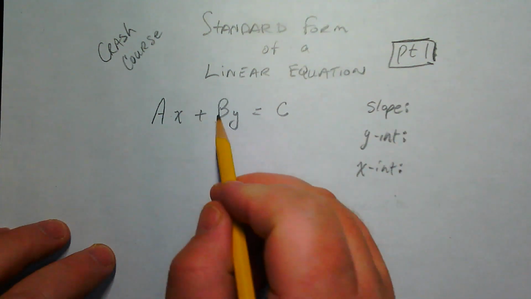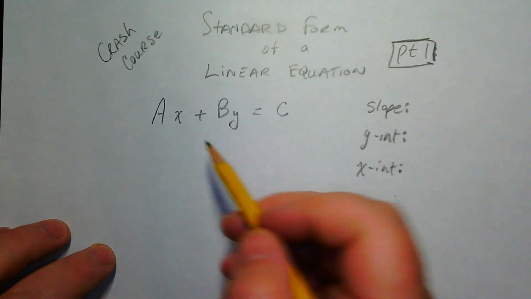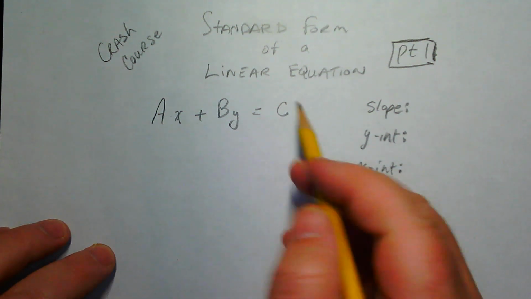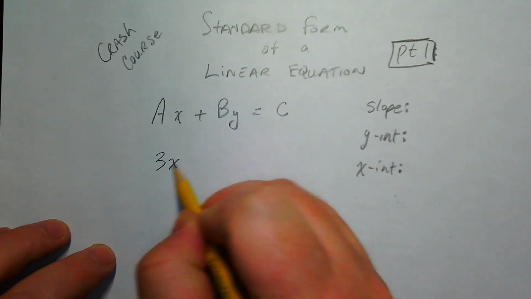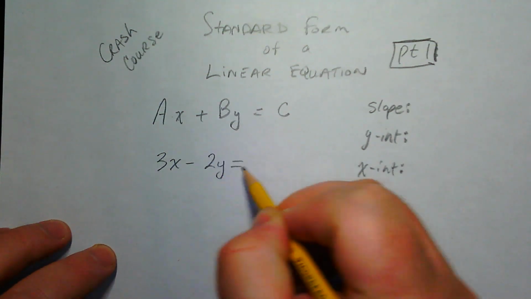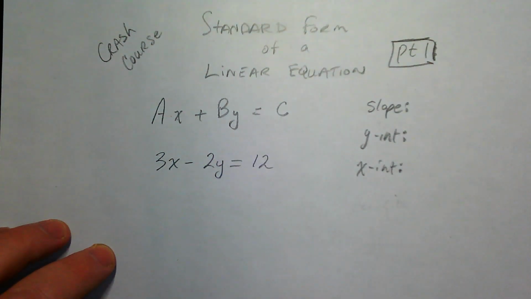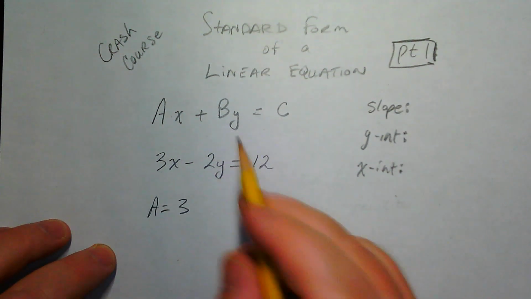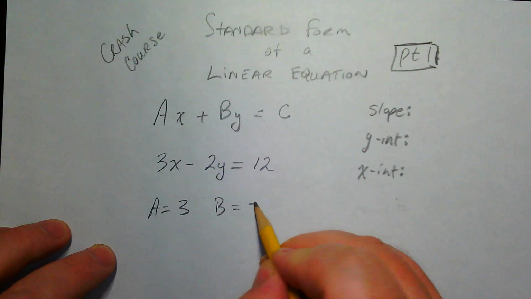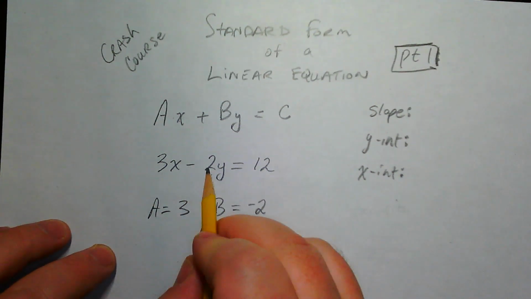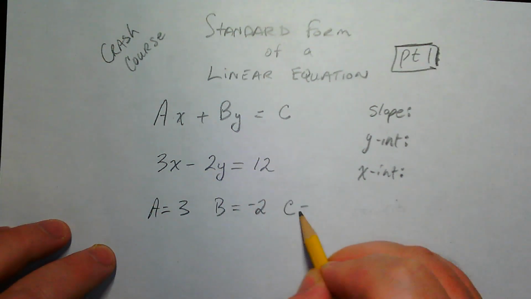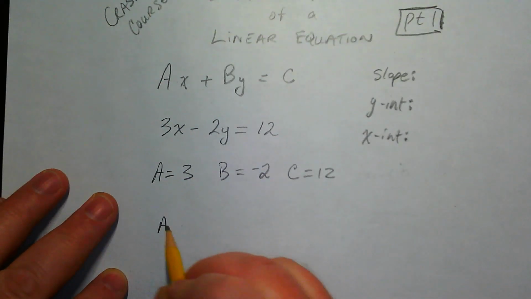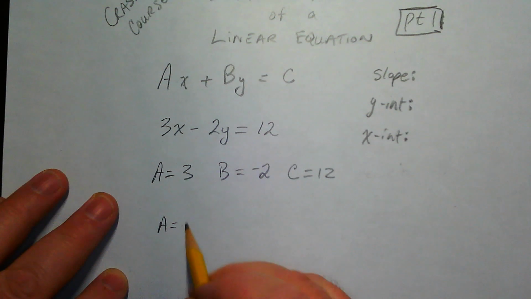So A, B, and C, they're called coefficients. A is the number in front of the x, B is the number in front of the y, and then C is called the constant. So an example would be like 3x minus 2y equals 12. So here, A is just 3, not 3x. B is negative 2, not 2. The sign goes with it, okay? And C equals 12.